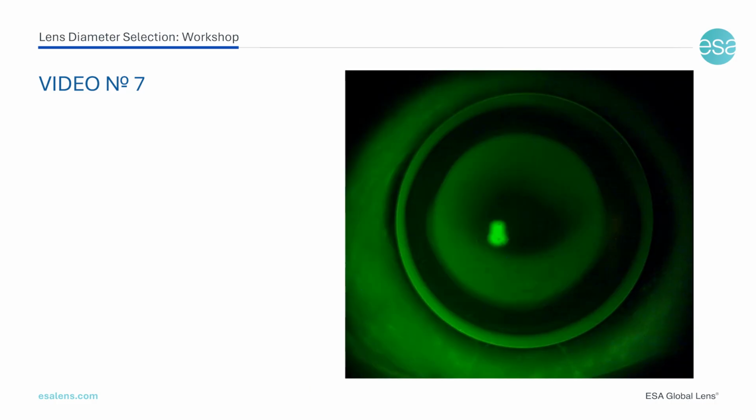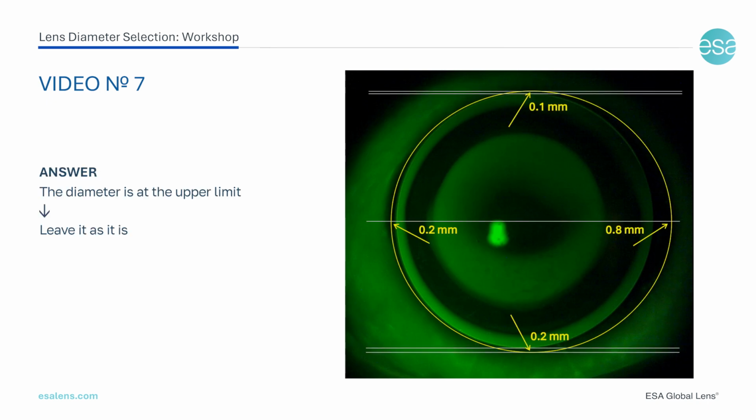What do you think of the diameter of this lens? What is your proposed action? In this case, the diameter is at the upper limit. The correct course of action is to leave the diameter as it is for now, but to be prepared to reduce it by 0.2 mm if undercorrection is observed.